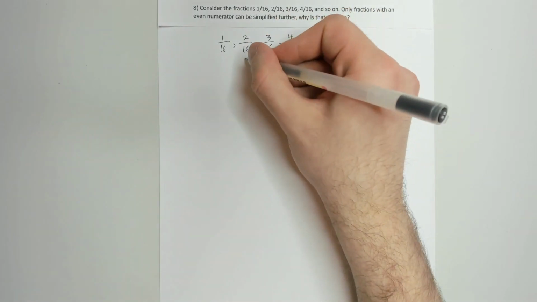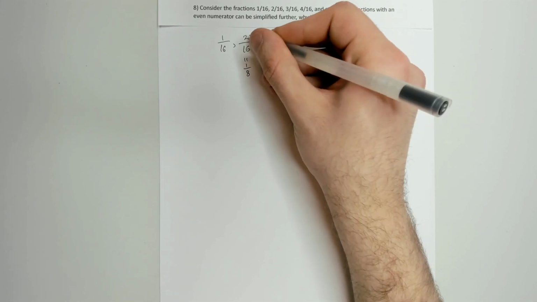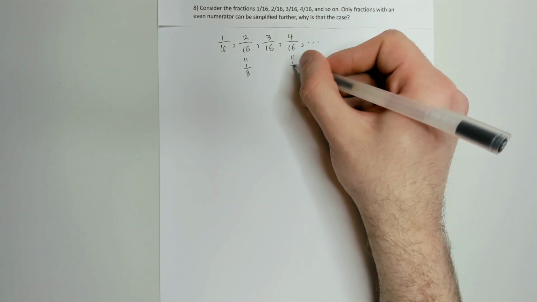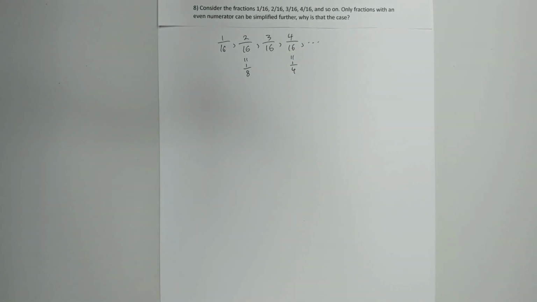So for example, 2/16, that can be simplified into an eighth, right? We just divide those both by 2. 4/16, that can be simplified into a quarter, dividing both the numerator and denominator by 4. But 1/16 and 3/16 cannot be simplified. So the question is asking, why is it only for even numerators that we actually get a fraction that can be simplified? Well, the reason is what does it mean to simplify a fraction?